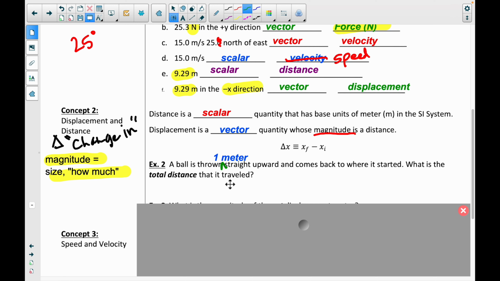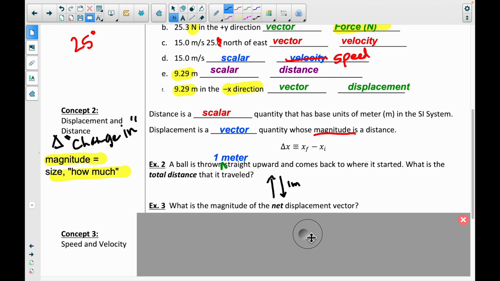Okay, so here's an example. A ball is thrown 1 meter straight upward and comes back down to where it started. What is the total distance that it has traveled? Well, the distance is 2 meters because it went 1 meter up and 1 meter down.